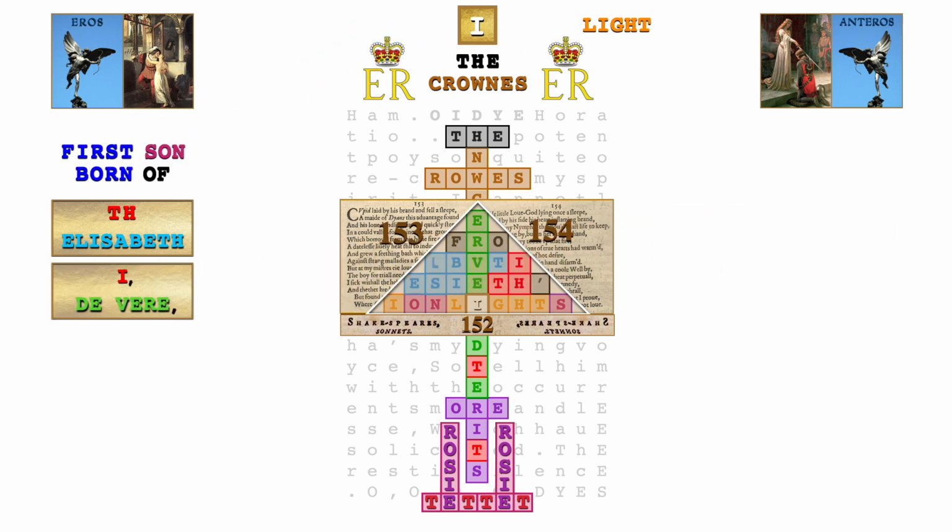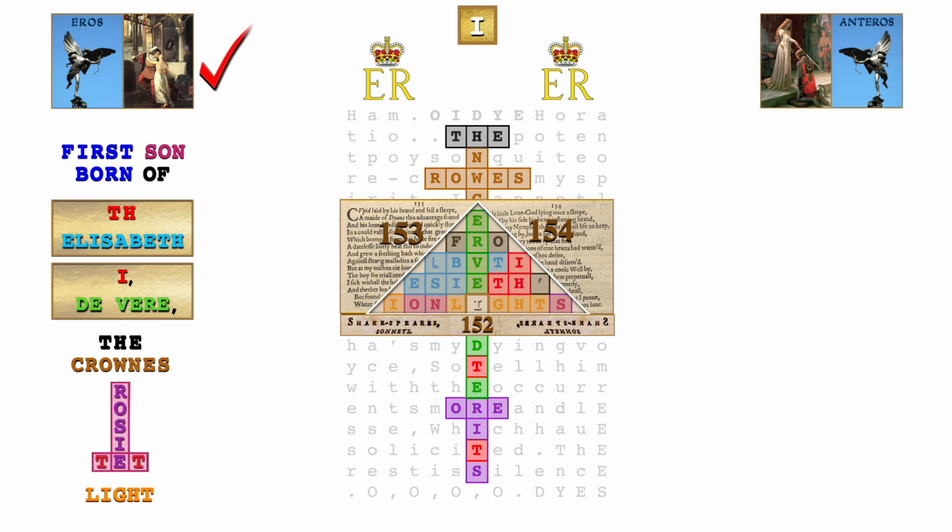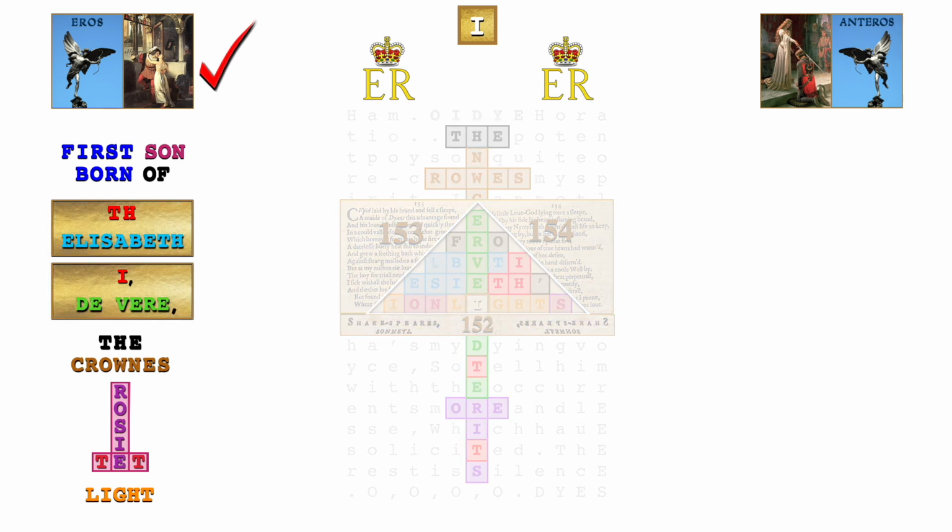First son born of the divine Elizabeth, and I, De Vere, the crown's Rosicrucian light. As any parent knows, one of the only ways to describe your child is the light of your life. Describing theirs as the crown's rosy cross light would be perfectly fitting and typically poetic, considering who's saying it. There is, however, another possible configuration of these same words.